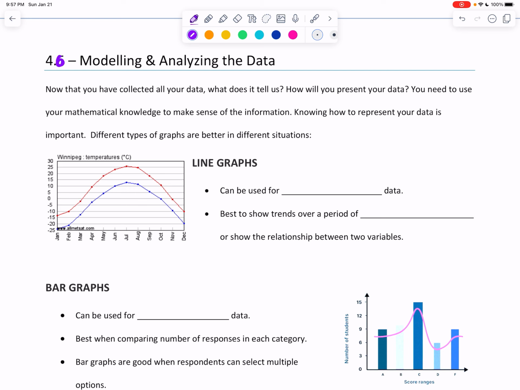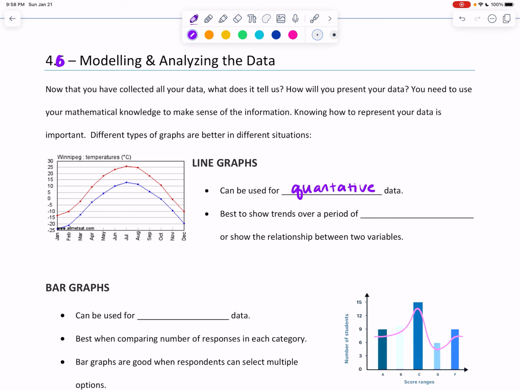So the first type of graph is a line graph. A line graph can be used for quantitative data. Quantitative data deals with numbers, usually things that you're actually measuring. So say, for example, height you would measure with a measuring tape or something like that. That would be considered quantitative data. Time is also something that's measurable. We could use a stopwatch if we're talking seconds, minutes, hours, etc., but we could also measure time in days or months or years or things like that.